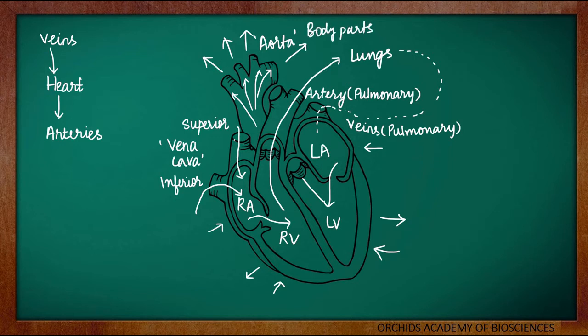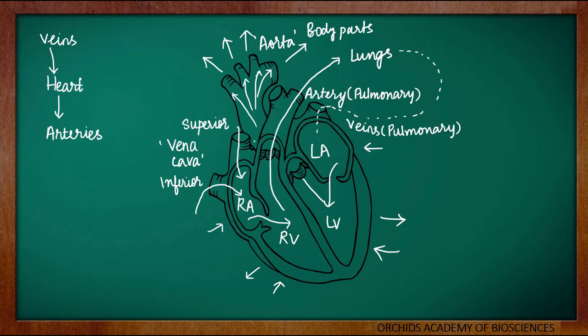So we have seen how the deoxygenated blood comes from various body parts through the vena cava and is emptied into the right atrium. Then this right atrium contracts, due to which the blood flows into the right ventricle, and then from the right ventricle the blood goes to the lungs. In the lungs, this deoxygenated blood becomes oxygenated and comes back to the left atrium. Then the left atrium contracts, due to which the blood flows into the left ventricle, and when the left ventricle contracts, the blood is forced out through the aorta to various body parts.